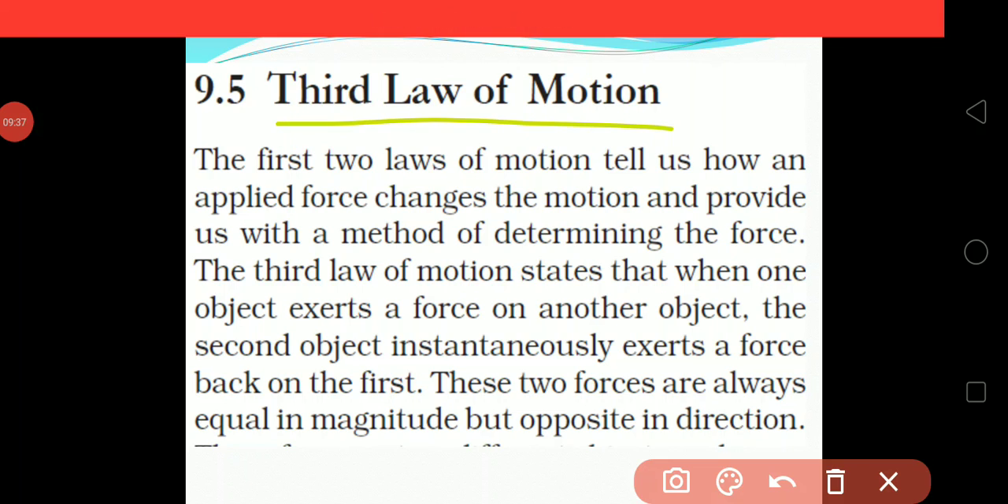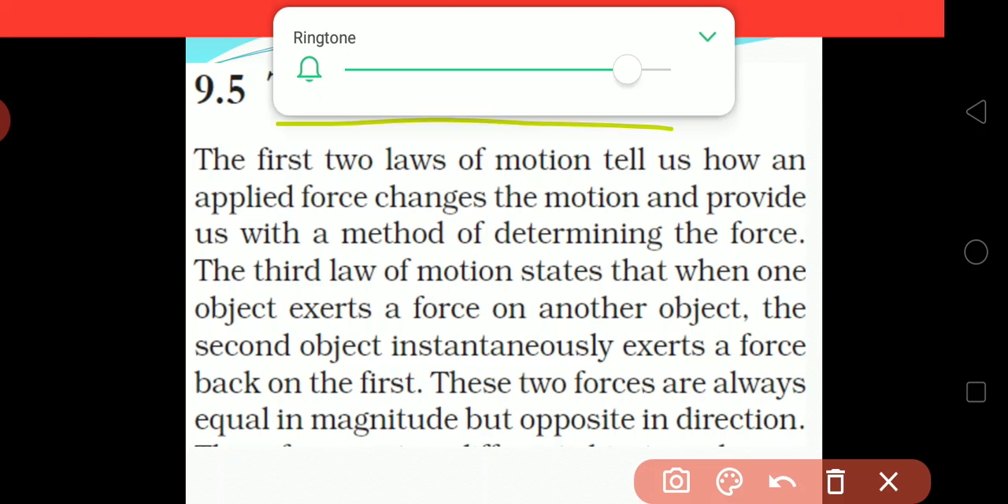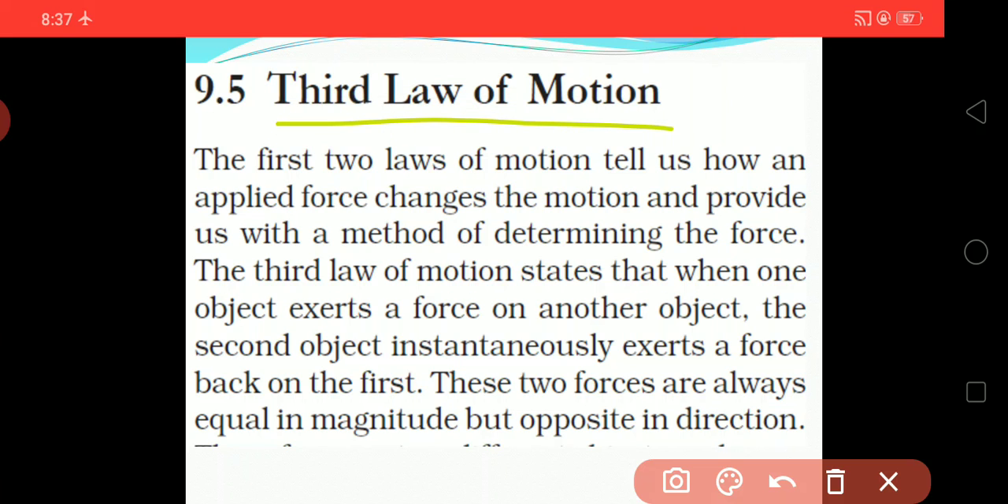Third law of motion. Okay, now we have already studied two laws of motion. The first two laws of motion tell us how an applied force changes the motion and provide us with a method of determining the force. Okay, how we can find out the force in different types of situations. The third law of motion states that when one object exerts a force on another object, the second object instantly exerts a force back on the first.